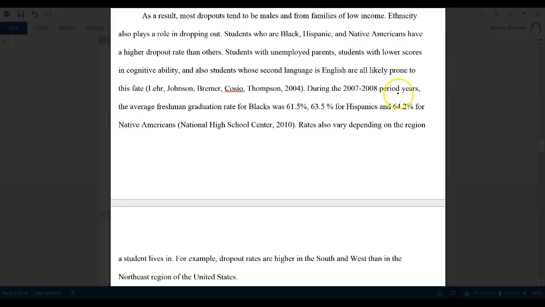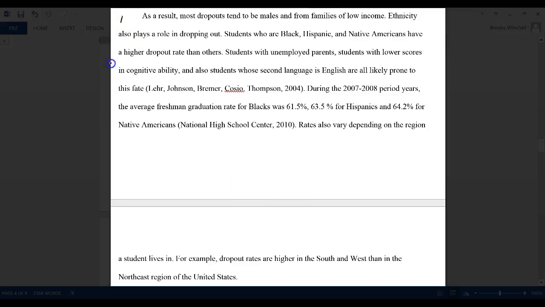During the 2007-2008 period, the average freshman graduation rate for Blacks was 61.5%, 63.5% for Hispanics, and 64.2% for Native Americans. Rates also vary depending on the region a student lives in. For example, dropout rates are higher in the South and West than in the Northeast region of the United States.